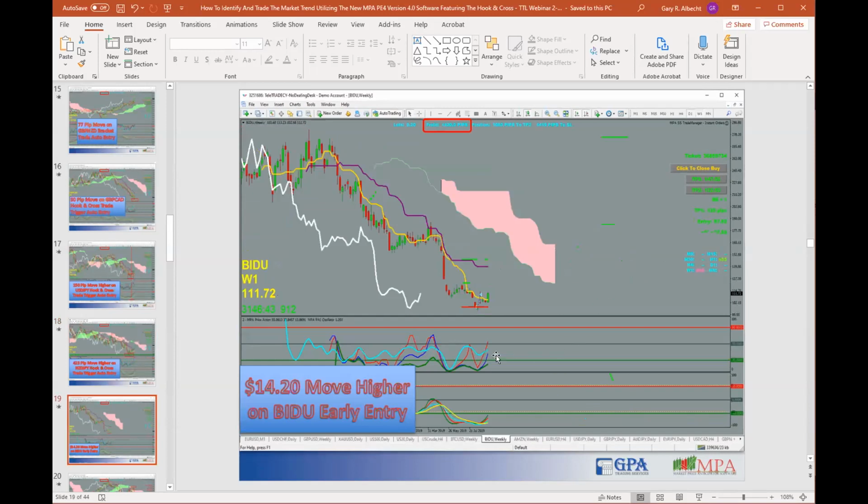Here's another one on Baidu. I'm going to show you this one in a moment in the live chart. This was early on where the weekly was oversold, it hooked and crossed. So that meant we're at least going to get multiple days higher. But later we see we have a monthly hook and a cross, which means this weekly was going to go all the way to overbought. And I'll show you how Baidu played out, where it went all the way up weeks and weeks, and price went into the cloud. At this point in time, that was a $14.20 move on Baidu.